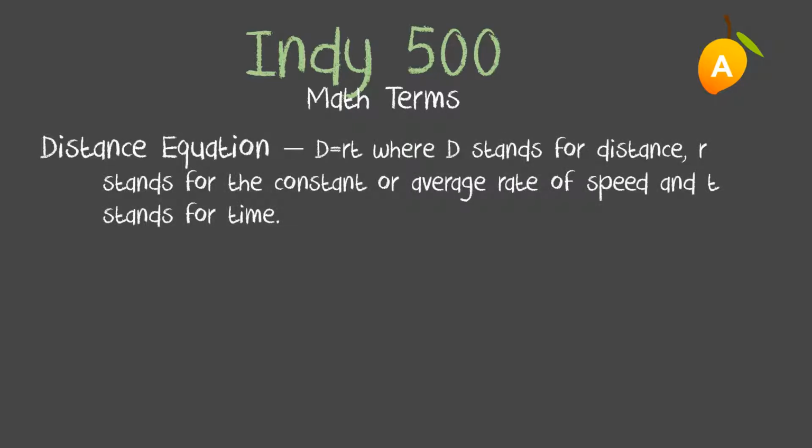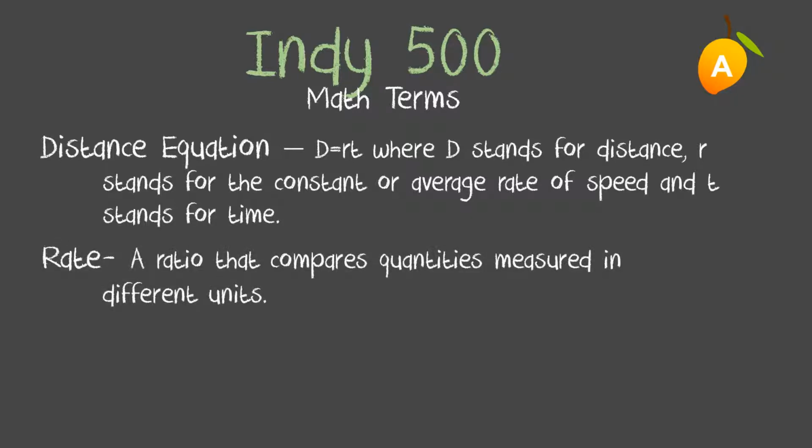Indy 500 has some math terms to help increase understanding, and that's the distance equation. D equals RT, where D stands for the distance, R stands for the constant or average rate of speed, and T stands for time. We also have rate, which is the ratio that compares quantities measured in different units.